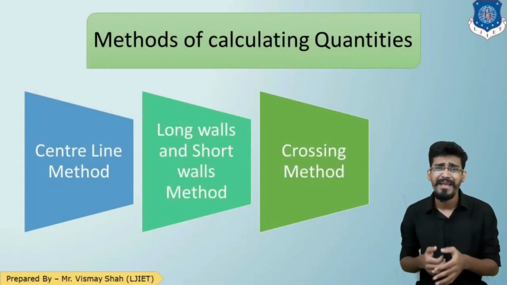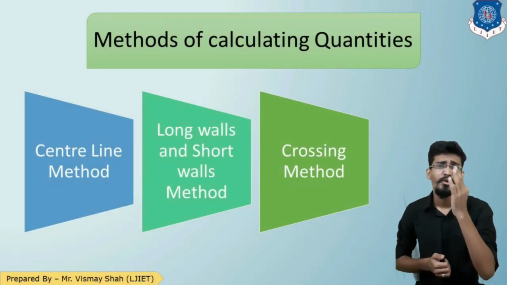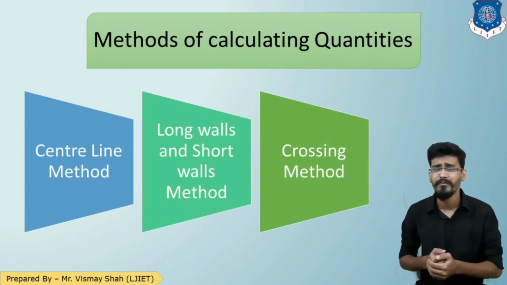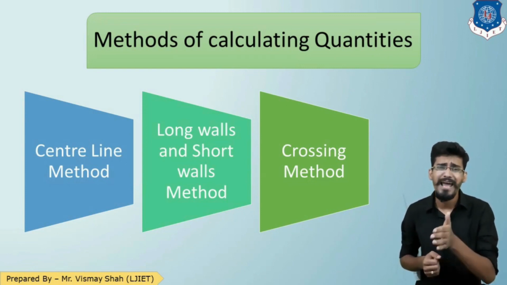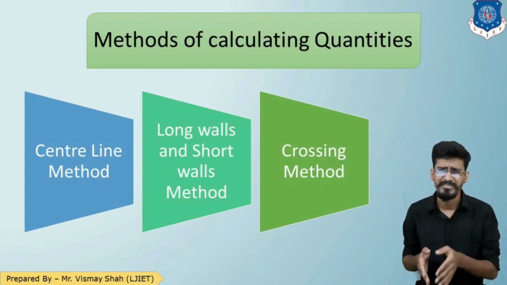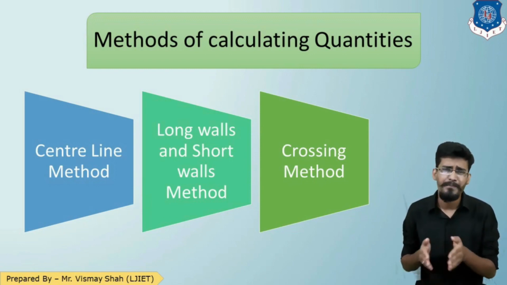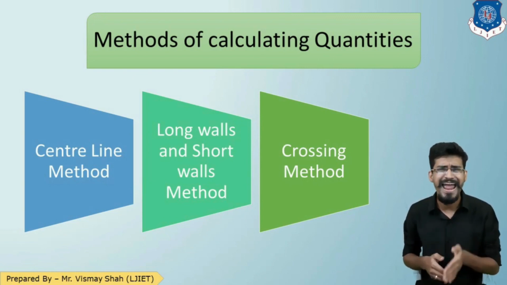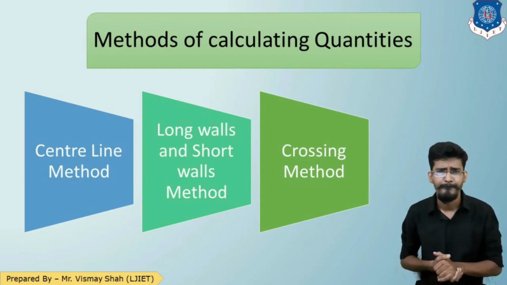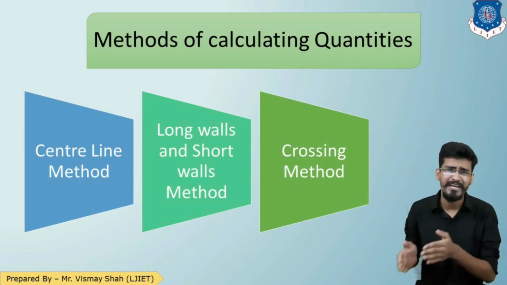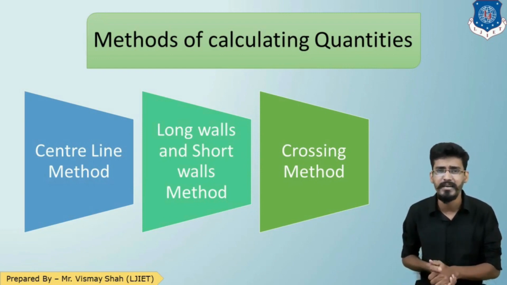Here are the methods for calculating the quantities. There are three methods. The first is the Centreline method. The second is the long wall and short wall method, which is also known as the in-to-in and out-to-out method. And the third is the crossing method. But as a part of your course, we are only going to learn two methods: the Centreline method and the long wall and short wall method.